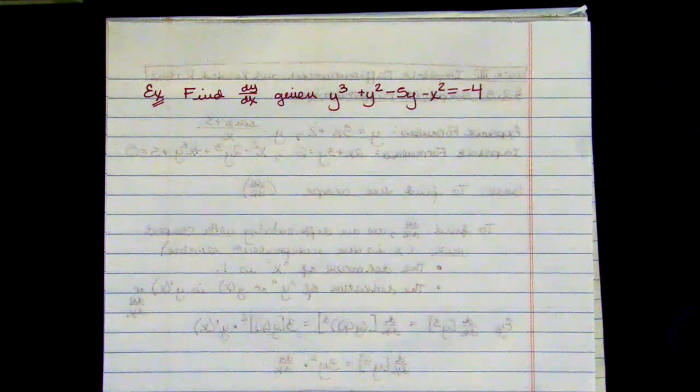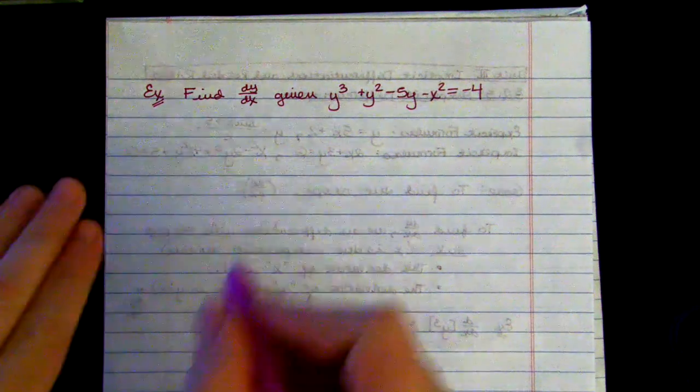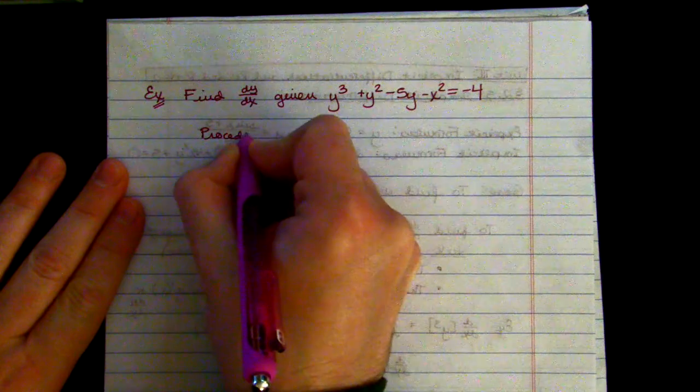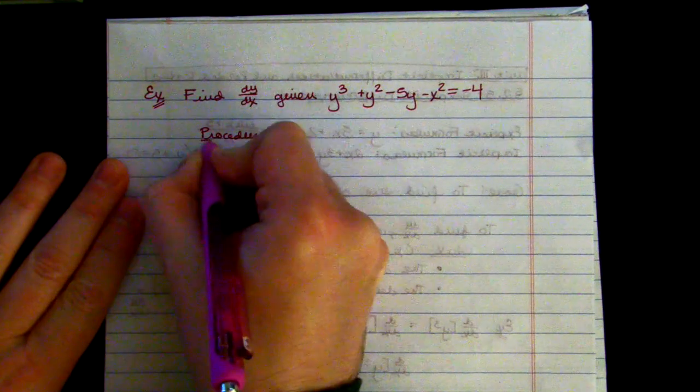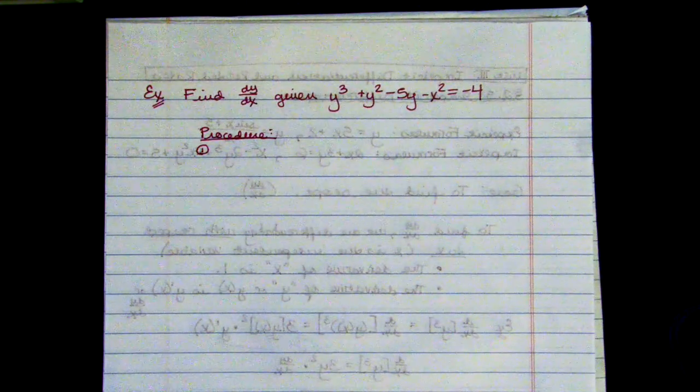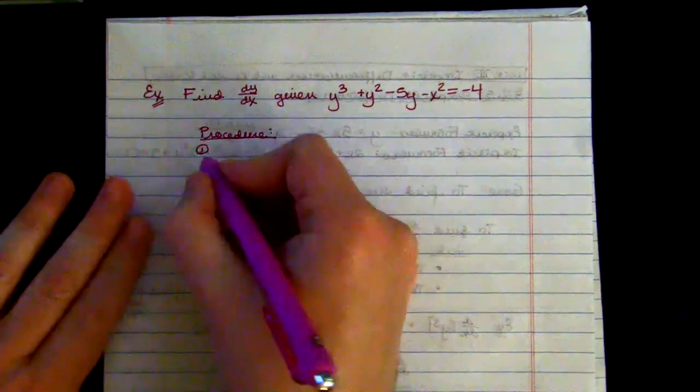So now that you've graphed it and have seen that, yes, we should be able to find the slope of a line tangent to it in various places, we need to go find our derivative. Here is our procedure for dealing with something like this. First thing I need to do is differentiate both sides with respect to x. I'm going to go find d/dx of both sides.